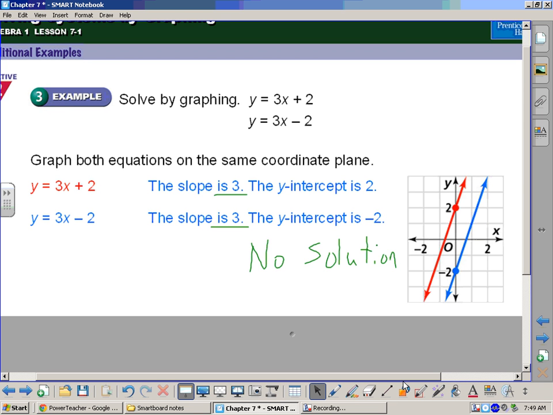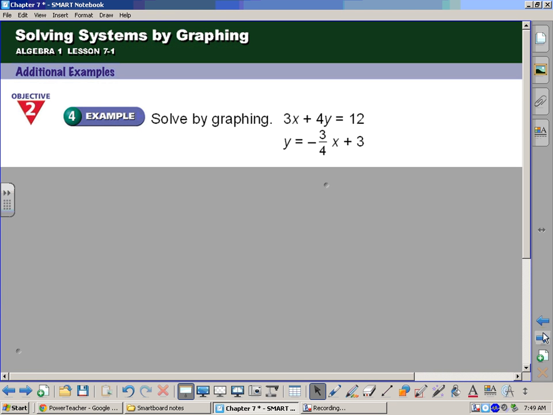Now, from now on, you don't even have to graph these. Once you recognize that they have the same slope, you can automatically go to an answer of no solution. So you're going to recognize that quickly once you identify the slope. So let's try another one that we have to graph.